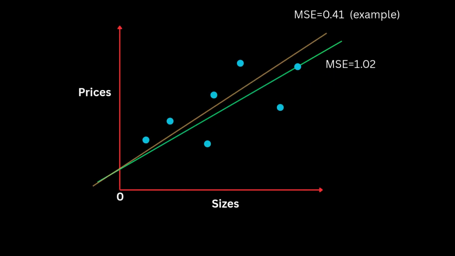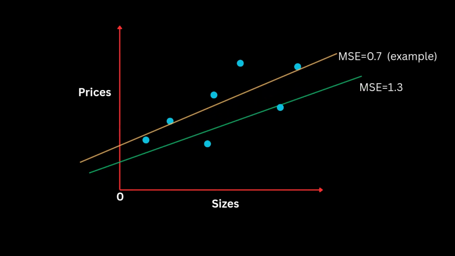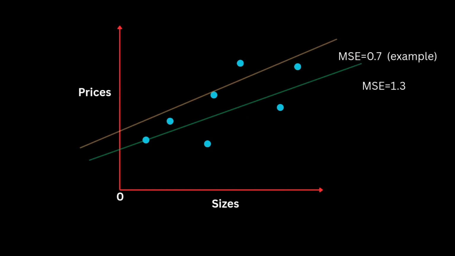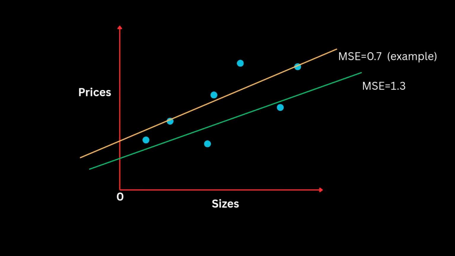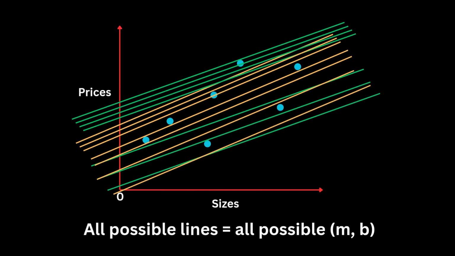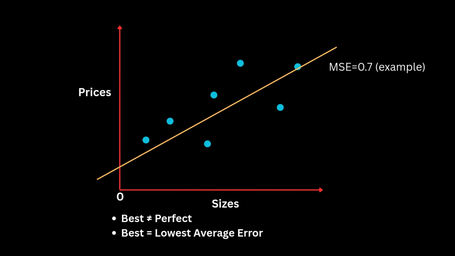When we change M, the line tilts. When we change B, the line moves up or down. So by changing M and B, we can draw every possible straight line. Our job is to find the one line that gives the lowest MSE. The best line does not mean it passes through all points. It means, on average, it makes the smallest mistakes.